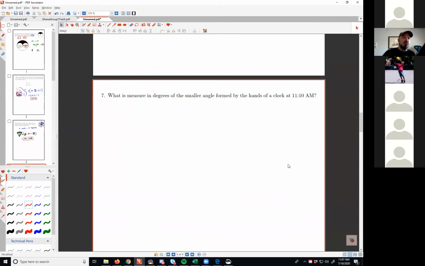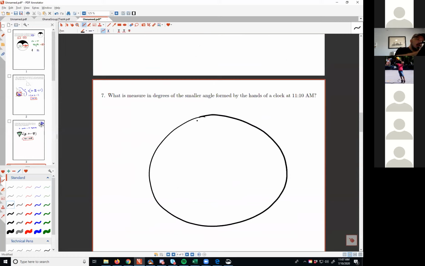Measure the angles formed by clock hands at 11:10. So put 12 up there, 1, 2, 3. I'm not going to fill in the whole clock because we really only need the top parts. And then I'm actually going to start the clock at 11.